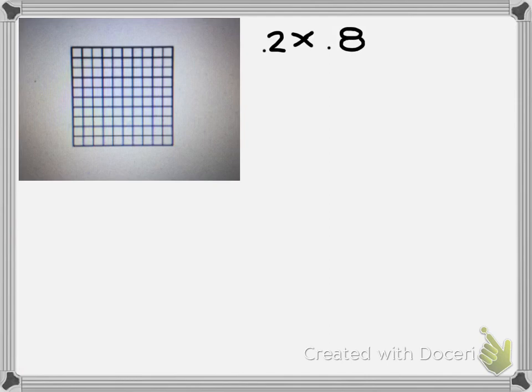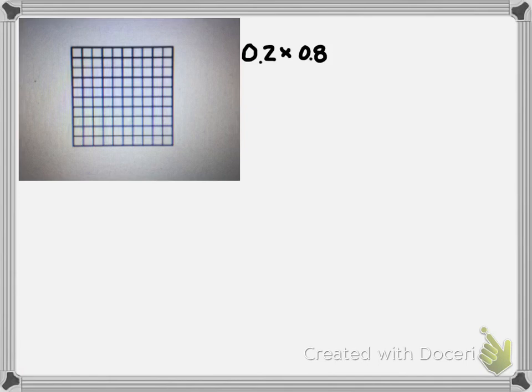You know what? I'm going to erase those guys, and I'm going to write them properly. That would be 2/10 of 8/10. We always want to put that 0 there, right? Okay, now if you want to pause it, go ahead. If you want to keep going right along with me, that's great. 2/10 of 8/10.